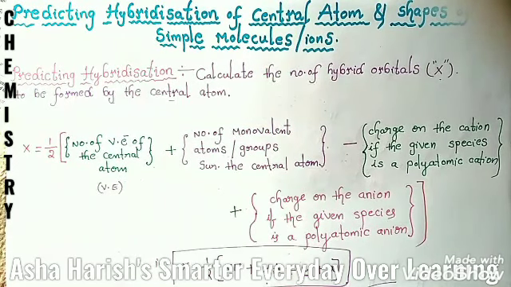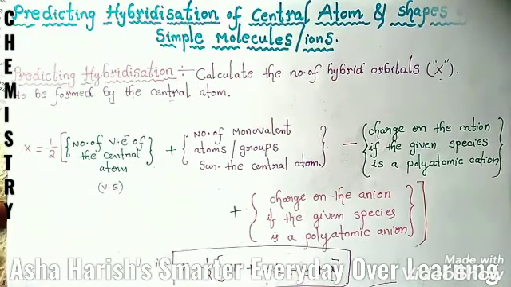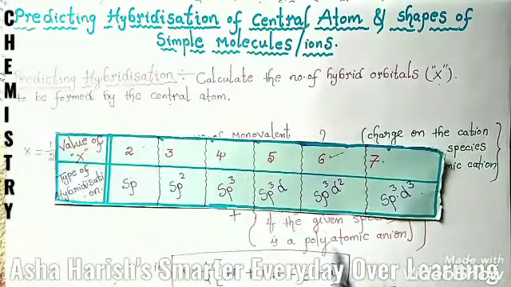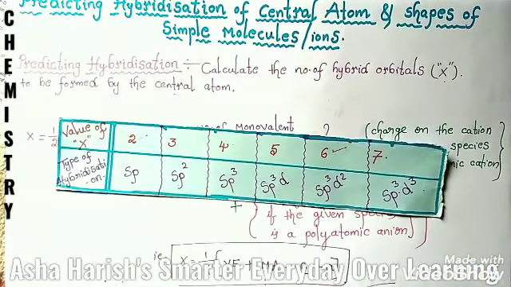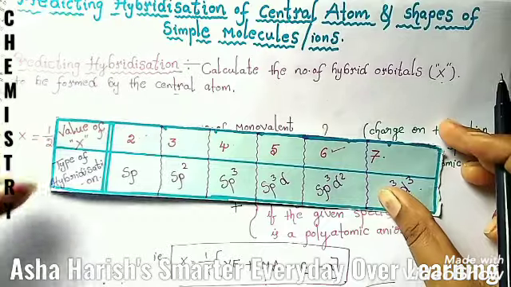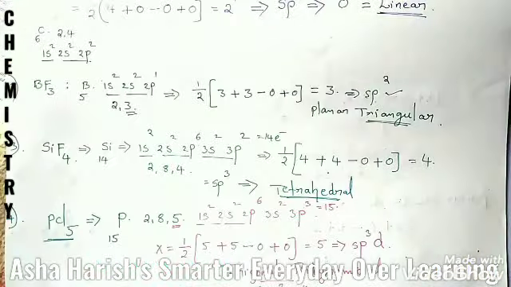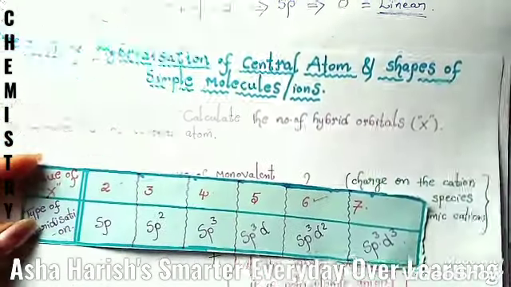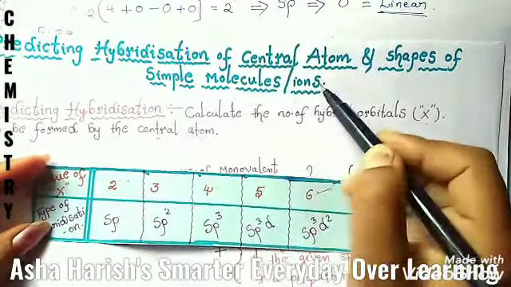Okay, students, let's recall what we have learnt in this class. Predicting the hybridization of the central atom and shapes of simple molecules and ions. For this I explained the formula to you, students, and next the value of X, how can we calculate this? And for this formula I explained by taking a number of examples like this. I explained everything: how can we predict the hybridization of the central atom and the shapes of molecules?